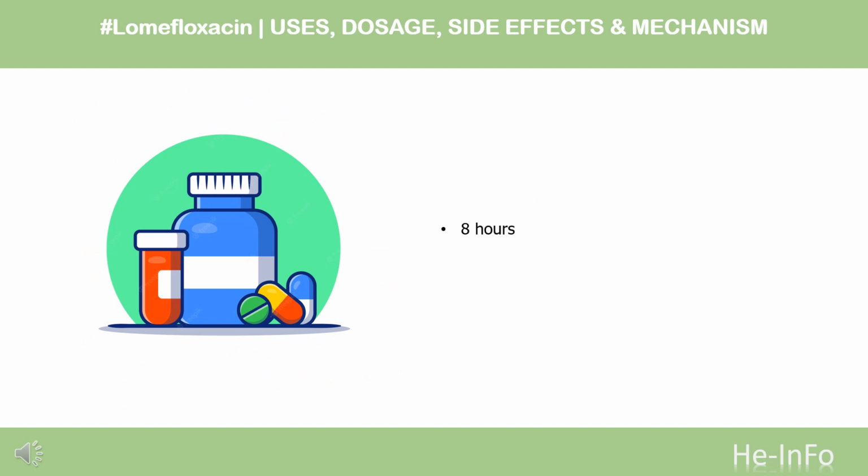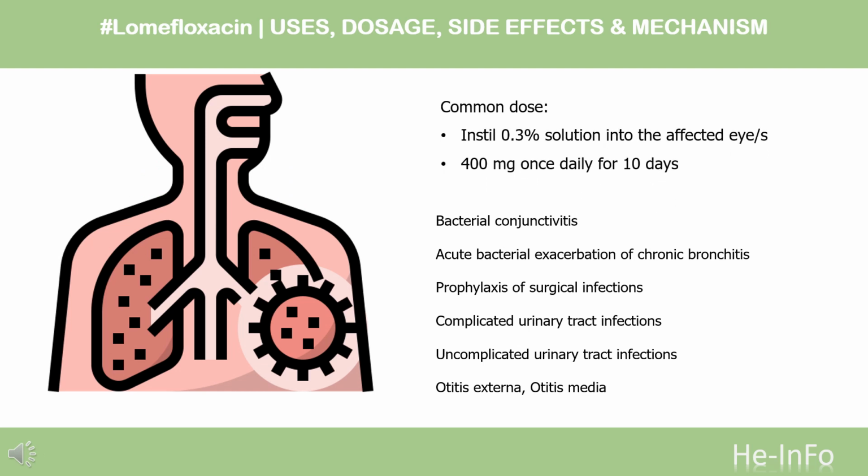Half-life: 8 hours. Dose. Ophthalmic, bacterial conjunctivitis. Adult, instill 0.3% solution into the affected eye/s. Oral, acute bacterial exacerbation of chronic bronchitis. Adult, 400 mg once daily for 10 days. Oral, prophylaxis of surgical infections. Adult, 400 mg as a single dose 1 to 6 hours before procedure.